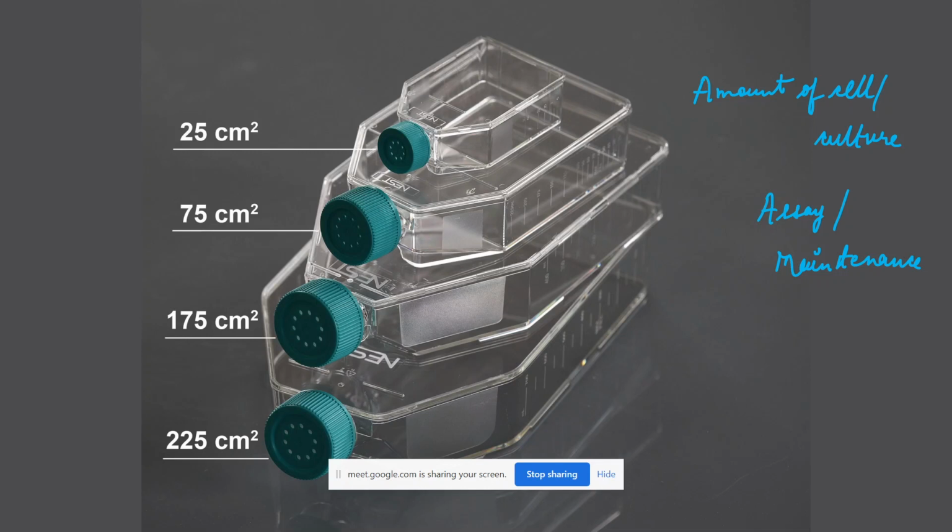And what will be the name of the flask here? This will be T25. This will be T75. T175 and T225.